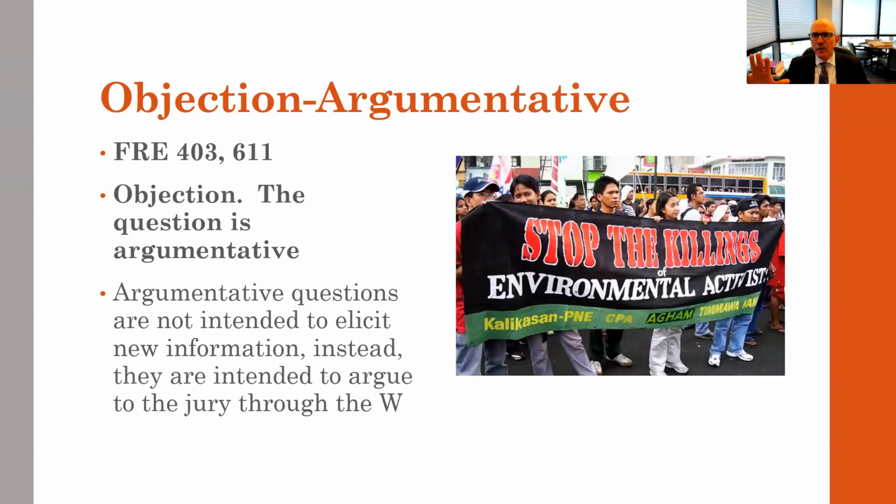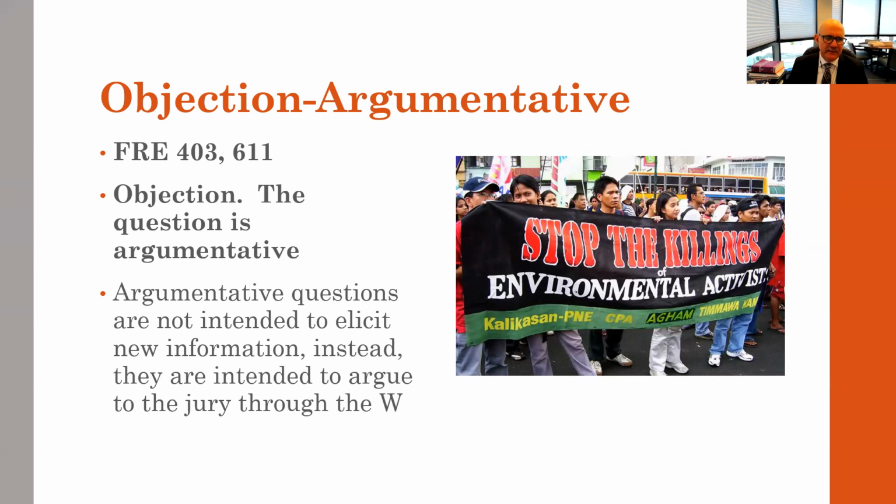Now, let's start with argumentative. The rule that is going to control most of these objections is Federal Rule of Evidence 403 and 611. 403 is prejudice versus probative, 611 is mode of questioning, control of the court and mode of questioning. You certainly do not have to cite the number of the rule. Some lawyers out there are excellent at that, but we don't have to. I'm not necessarily great at thinking, oh, what's the number and all that. The critical thing is to object in a timely fashion and specifically state your ground.